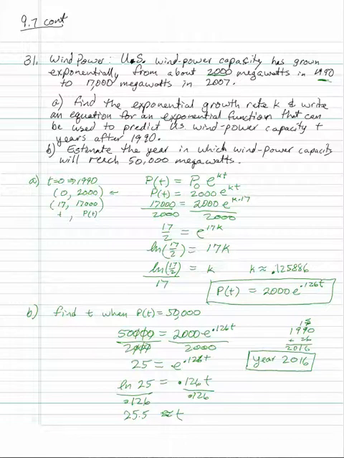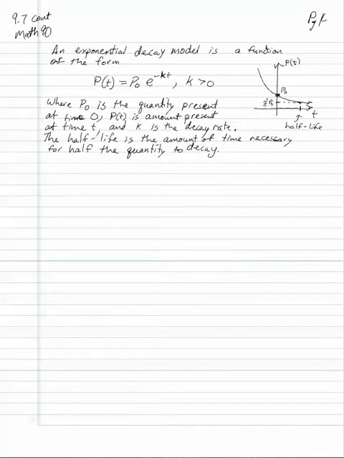Alright, let's try a decay problem now. Okay, so the exponential decay model is a function of the form. It's basically the same function, but when you're done, you're going to have a negative exponent up here. So k is positive, but if it's decaying, then you're going to put in a negative number. Okay, so if the decay rate's 5%, then you put in -5 for k.